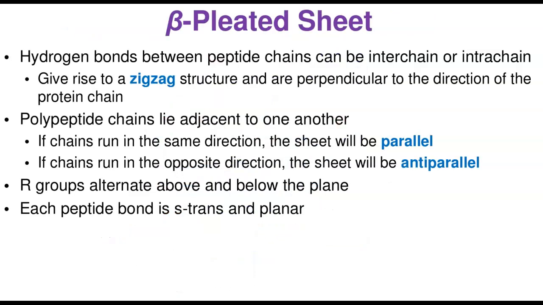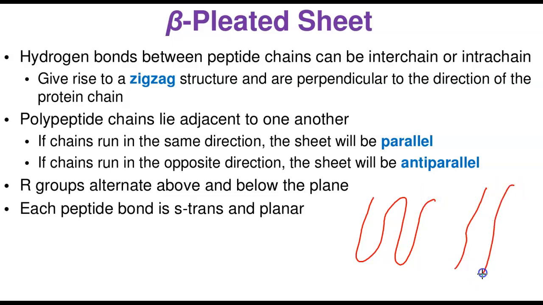All right, so the beta-pleated sheet is again stabilized by hydrogen bonds. It's hydrogen bonds between peptide chains that can be intra-chain. The same chain can run on its own, or it can be two chains running parallel to each other. However, they're going to form these interactions. That's what matters. The hydrogen bond interaction has to form between those amino acids to keep them together. Now this results in a zigzag structure, and of course polypeptide chains lie adjacent to one another.